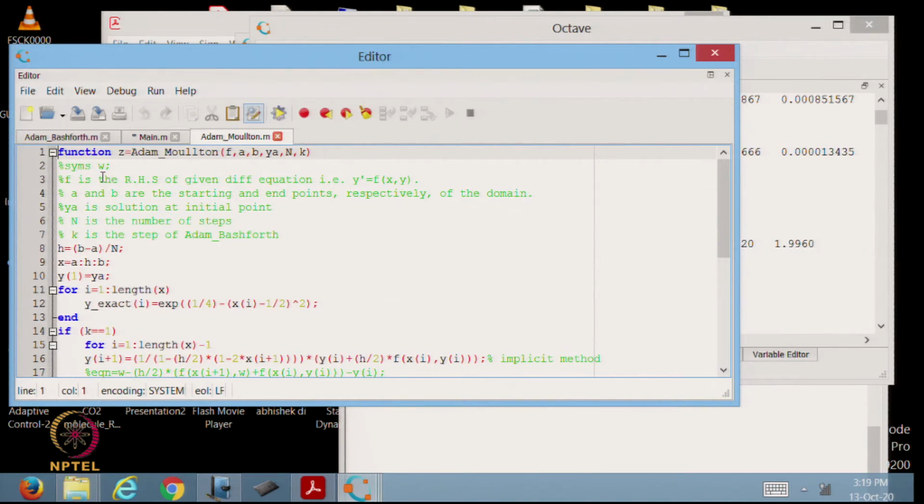Of course, Sims W you can ignore, because Sims is the only thing which I have observed does not work in older versions of Octave. I do not know whether it runs in the latest version of Octave, I have not tried, but other things are okay. F is the right hand side of a given differential equation, A and B are the starting and end points, Y is the solution at initial points, which we were choosing 1, N is the number of steps and K is the step of Adams-Moulton. Okay.